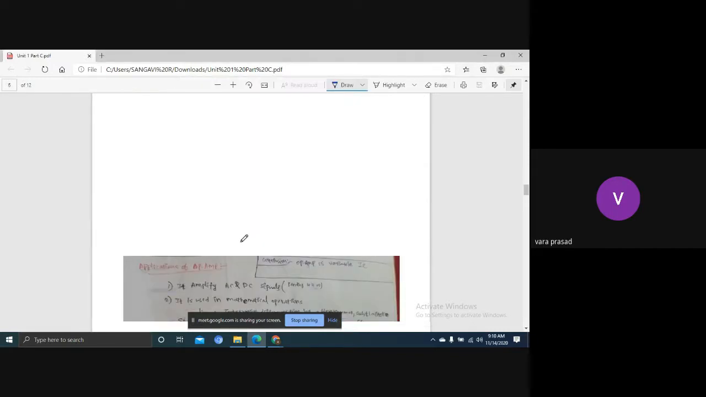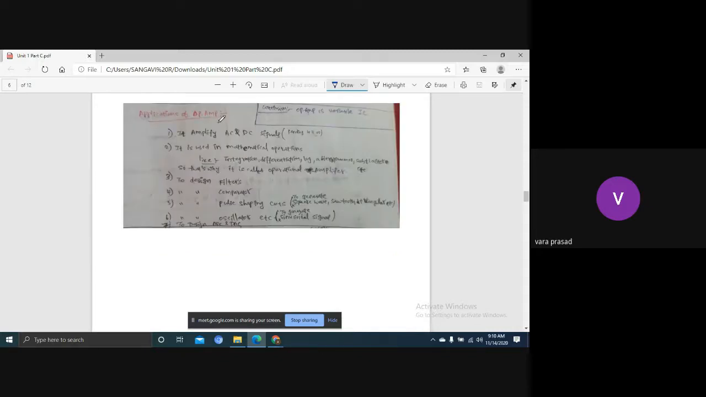Next one, applications of op-amp. It can amplify AC signals and DC signals. It is used in mathematical operations. We will see integration, differentiation, logarithmic, adder, summer, subtractor. That's why it is called an operational amplifier, because we can do mathematical operations.